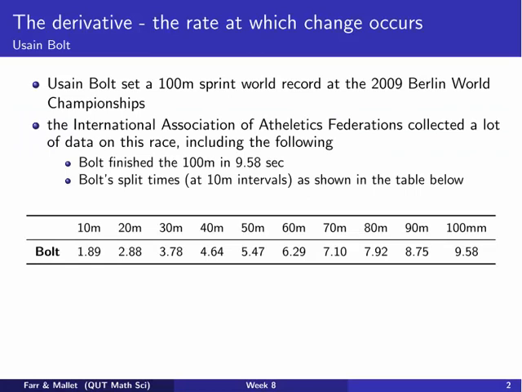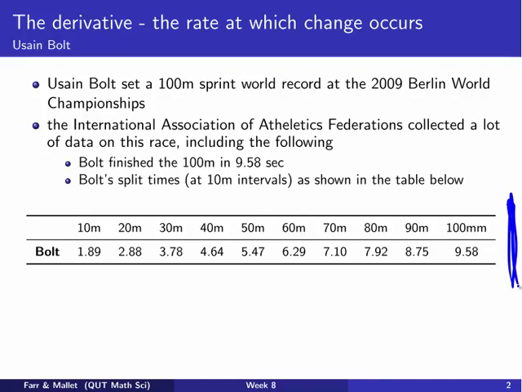So my motivating problem is all about the athlete Usain Bolt. Now back in 2009, Bolt set the 100-meter sprint world record at the Berlin World Championships. The International Association of Athletics Federations collected heaps of data on this, and they collect more and more data every time they run these things. Some of the data they collected about Bolt's run is shown in this little table. They had that Bolt finished the 100 meters in 9.58 seconds.